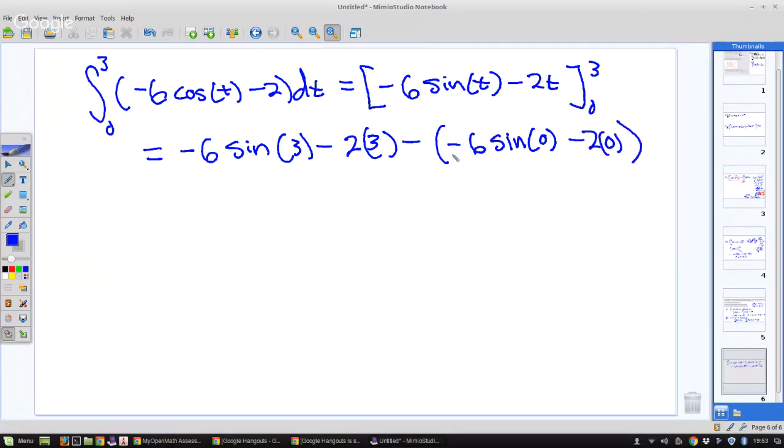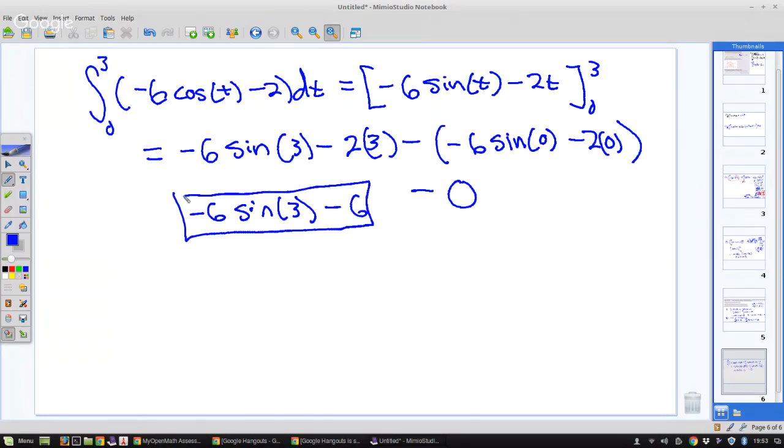It's worth writing this down. Don't take it for granted that because 0 is the boundary, all of this is going to go away. It does depend on the function. Well, it turns out the sine of 0 is 0, so all of this is a big 0. So I just have this stuff over here: negative 6 times the sine of 3 minus 6. That right there is the value that I get for the net displacement.